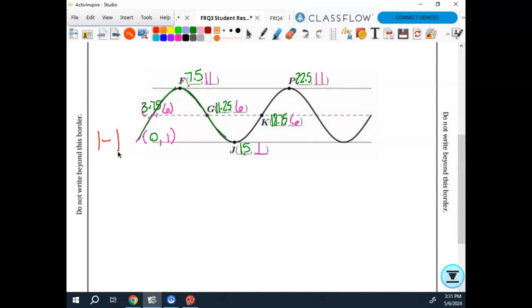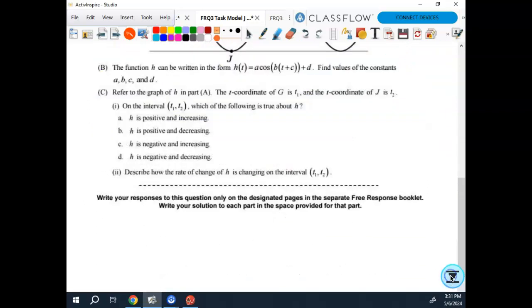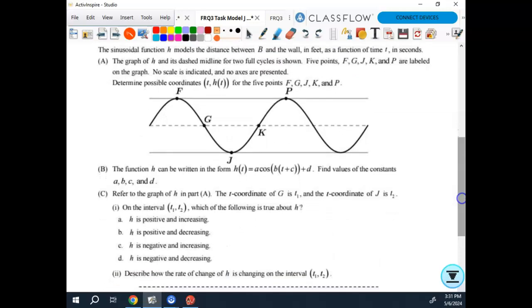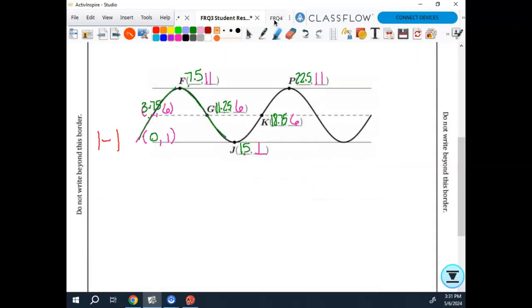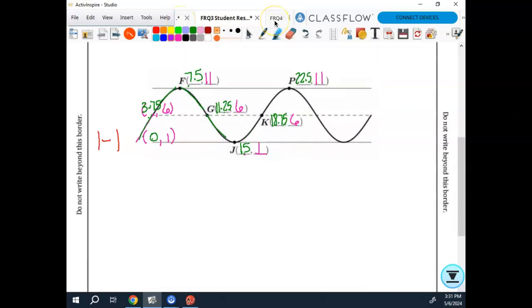Now, even though B is on the next part of your booklet, I'm going to stay here so that we can look at these numbers here. So let's go back here and read this. We did this part. Now we're on part B. The function h can be written, okay, so we're using a cosine again. Pay attention, because you don't get to decide if it's sine or cosine. That decision is already made for you. So I'm going to write the generic one here. H of t.